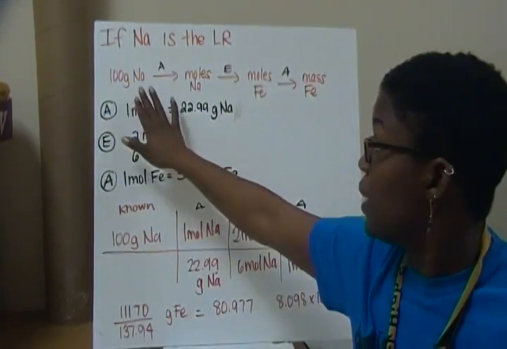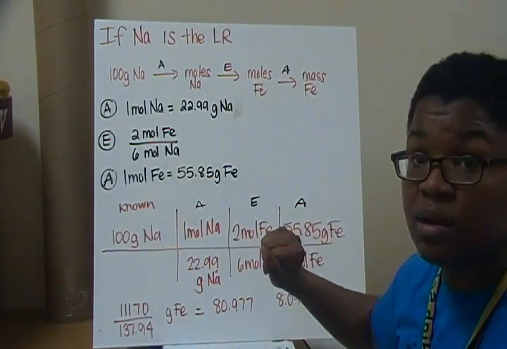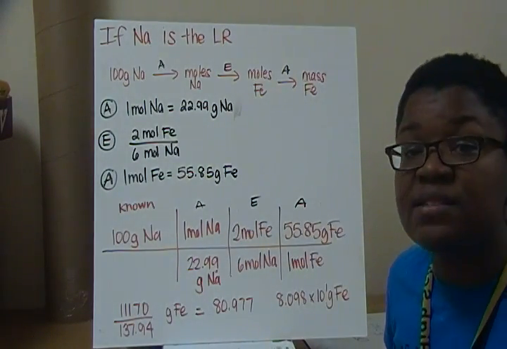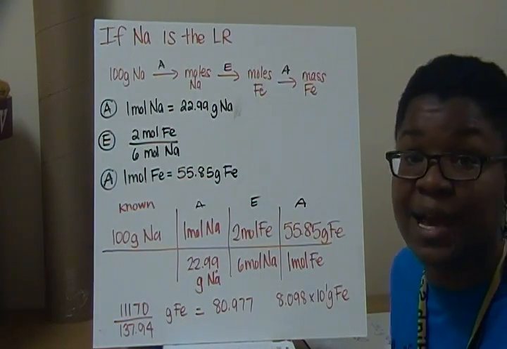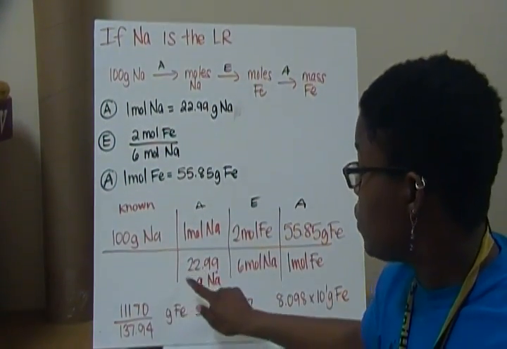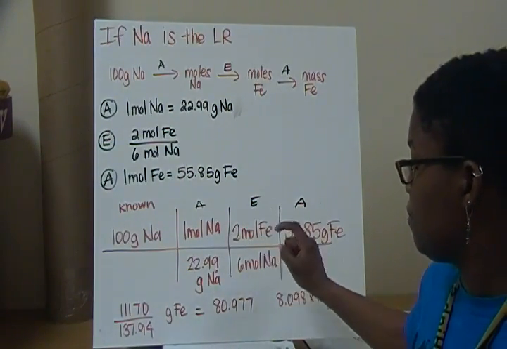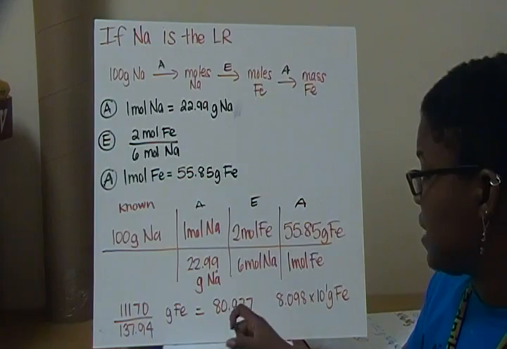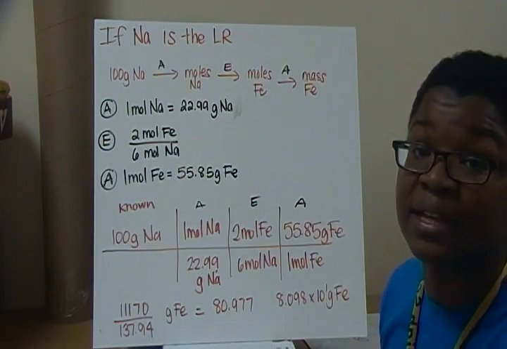So we would notice that we're going in an A to E to A path. We would need our A, our E, and then our A for our unknown. If this doesn't make sense to you at this point, you need to come see me for tutoring, because this is the concept that we've been talking about for the last 2 classes. So you solve it just like you normally would. We have our known here. We put our molar mass here, our molar ratio here, and our molar mass of our unknown here. And we would get 80.977 grams of iron.